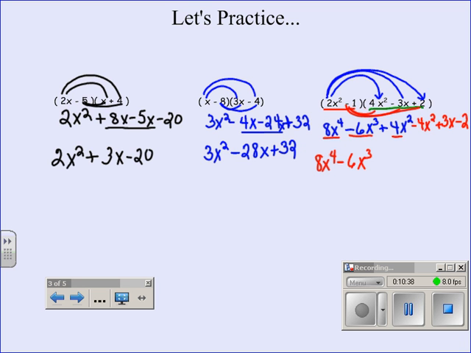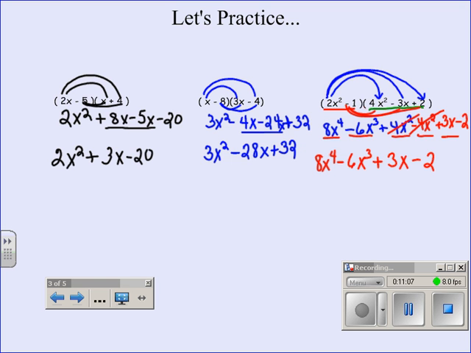When I look at my next term, I have 4x squared, and then over here I have a negative 4x squared. So I can combine those two terms. A positive 4x squared plus a negative 4x squared is just going to cancel out and be 0. So these two numbers are canceling out each other, and so I don't write anything down. I have 0 there. And then I have 3x. Again, there's nothing to add to 3x, so I just put 3x, and then I have the negative 2 left over.